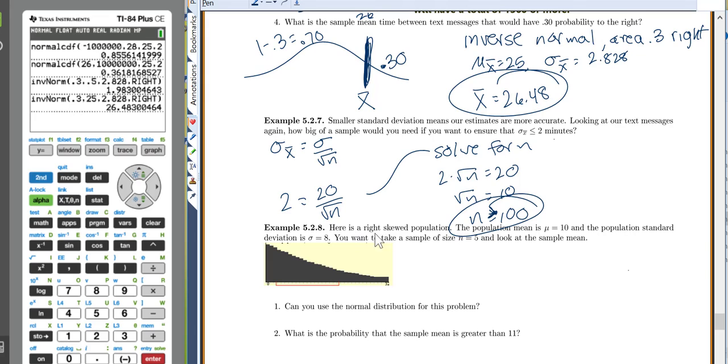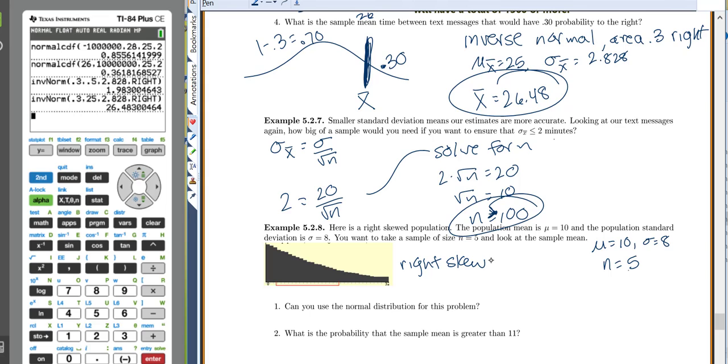And our last example here, I'll do in the video, and the last one you can do on your own. Here's a right skewed population. The population mean is mu equals 10, population standard deviation is 8. We want to take a sample size of n equals 5 and look at our sample mean. Okay. So first of all, look at this distribution. This is not normal. This is very right skewed.